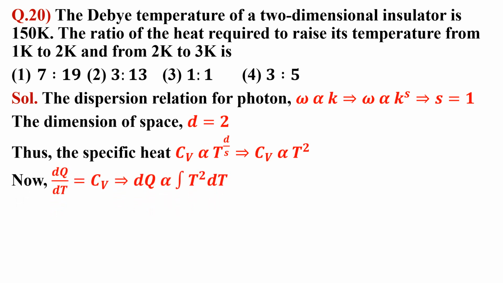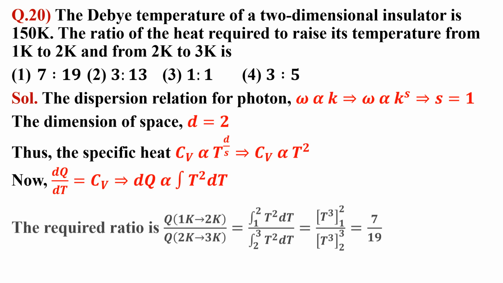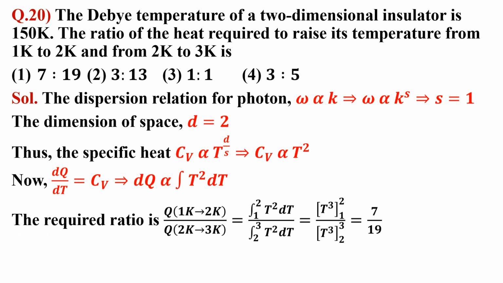Now dQ/dT equals Cv implies that dQ is proportional to the integration of T squared dT. Thus the required ratio is Q(1K to 2K) upon Q(2K to 3K) equals the integration from 1 to 2 of T squared dT upon the integration from 2 to 3 of T squared dT. Solving this we get 7 by 19. So option 1 is correct.